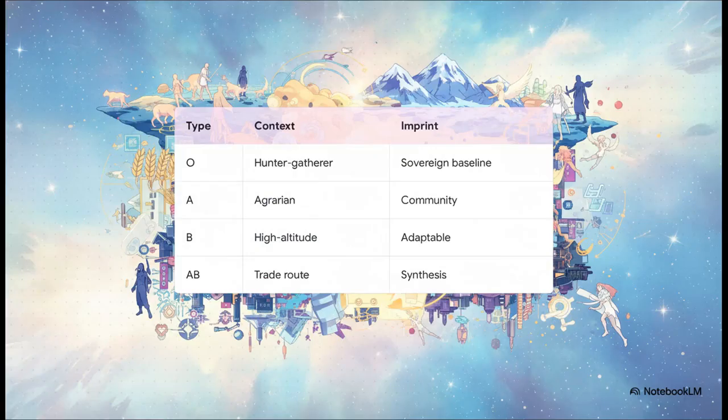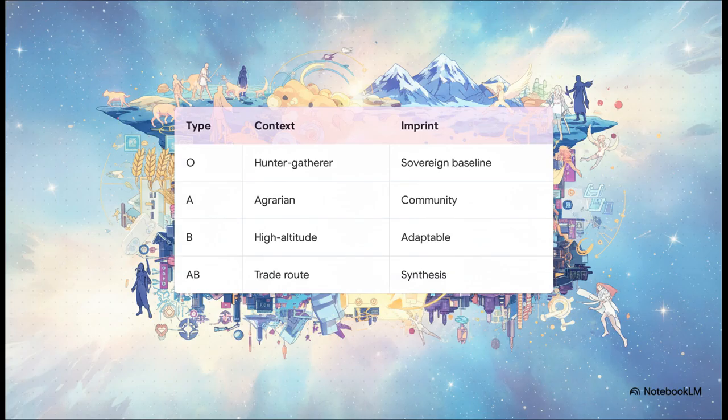And this builds such an incredible human story. Think of blood type O as our ancestral atom blood. It's the absolute oldest lineage linked to ancient hunter-gatherers. And as a universal donor, it's a sovereign baseline present everywhere, belonging to everyone. Then you have type A, which emerged with agrarian societies, much more community-oriented. Type B developed along high-altitude migrations, showing immense resilience and adaptability.